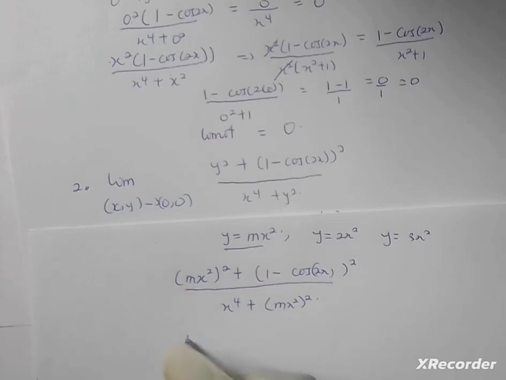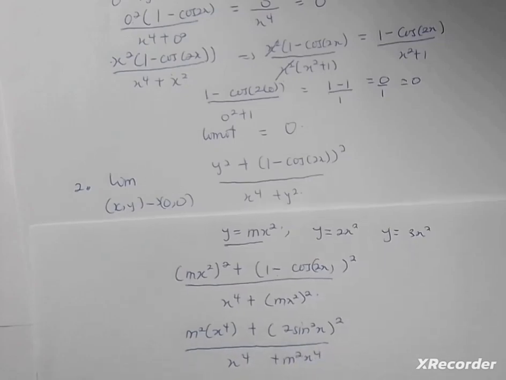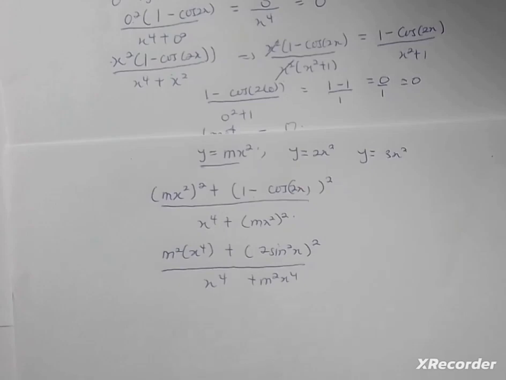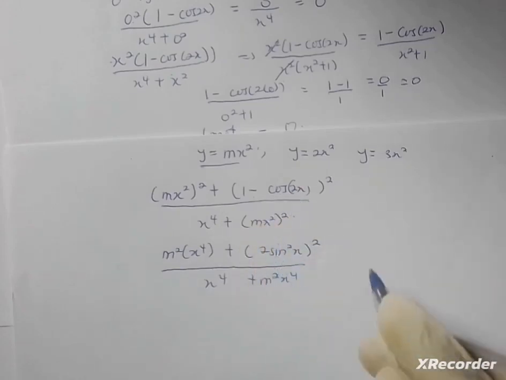This part is going to give me m squared x to the power 4 plus, if you have 1 minus cos 2x, this is the same as 2 sine squared x, and everything squared, all over x to the power 4 plus m squared x to the power 4. One will ask, why is 1 minus cos 2x equal to this? Let me shortly show you how we do that.